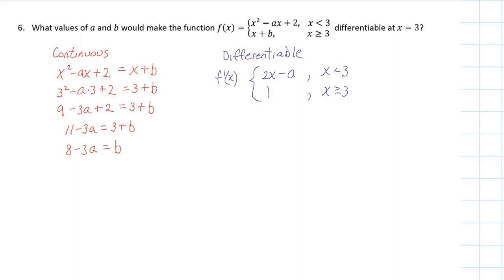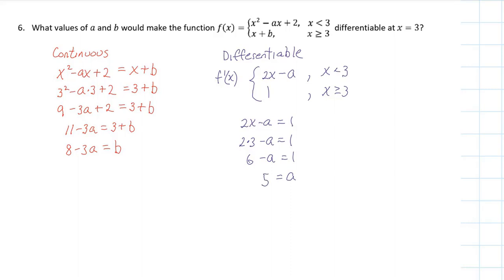And I can set those equal to each other because if I'm differentiable, the two parts of the derivative have to be equal to each other as well. So I can do 2x minus a equals 1. This one I can definitely solve. We need to be differentiable at x equals 3, so I might as well do that first. 2 times 3 minus a equals 1. This is 6 minus a equal to 1. I'm going to bring a to the right, and I'm going to subtract 1 to the left. So a is equal to 5.